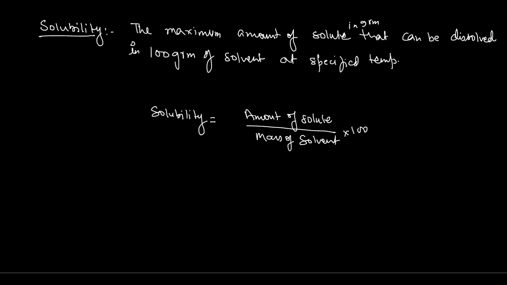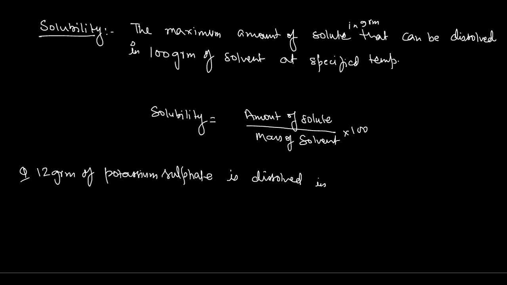So for example, this question has been given to you: 12 gram of potassium sulfate is dissolved in 75 grams of water at 60 degree Celsius. What is its solubility?